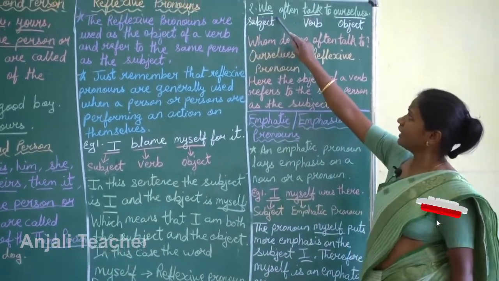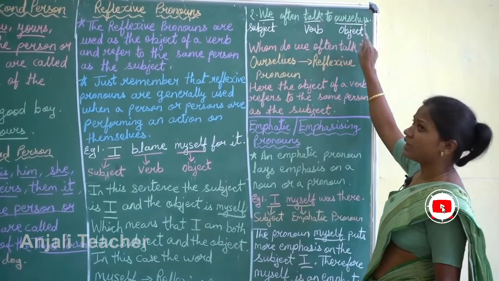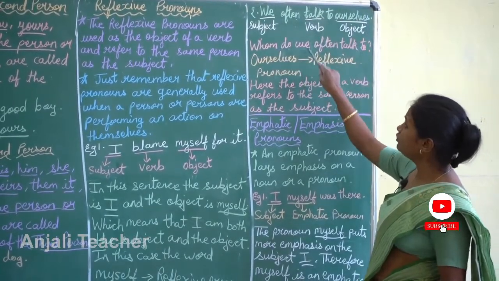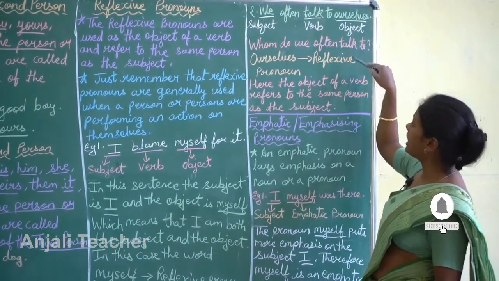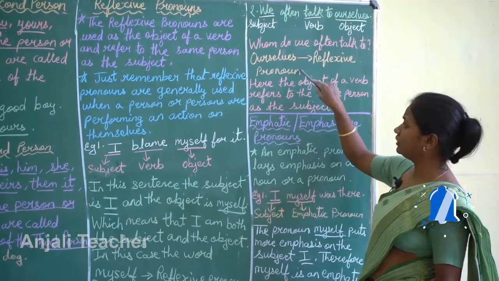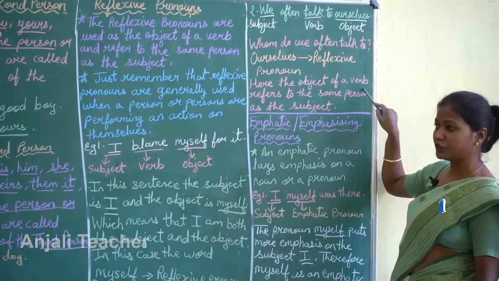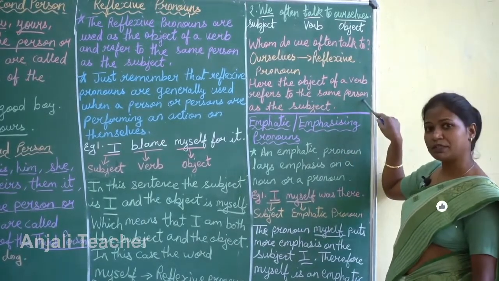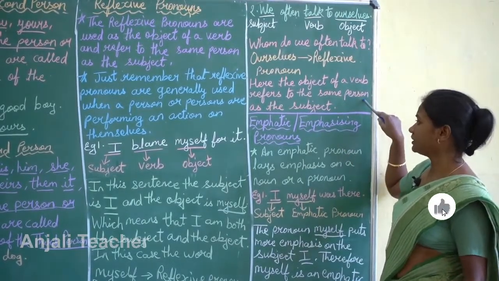Now see the second one. We often talk to ourselves. Now whom do we often talk to? Ourselves. So ourselves is a reflexive pronoun. Here the object of a verb refers to the same person as the subject.